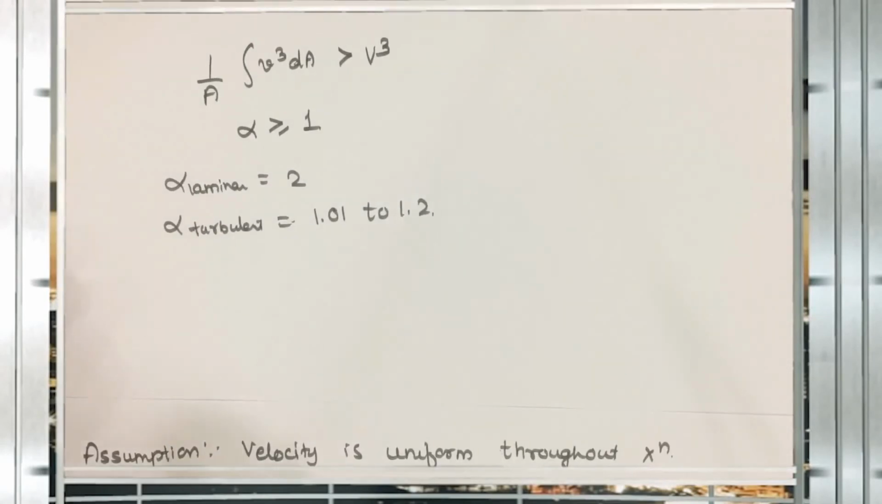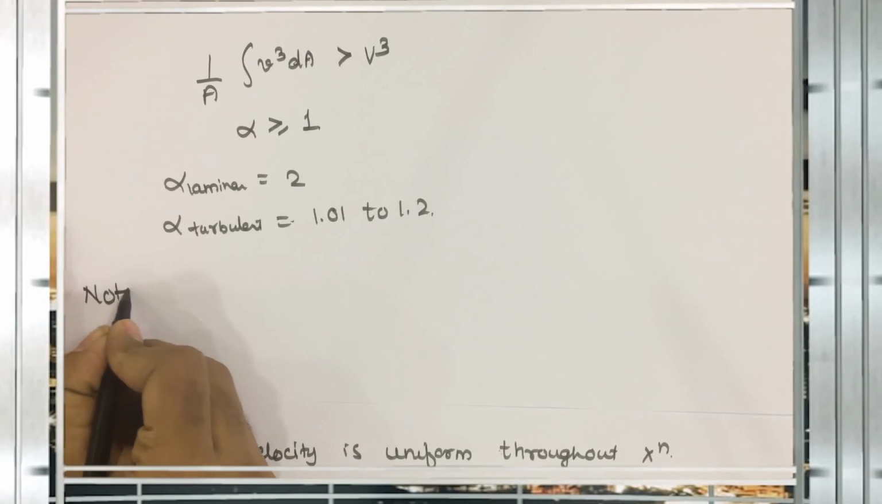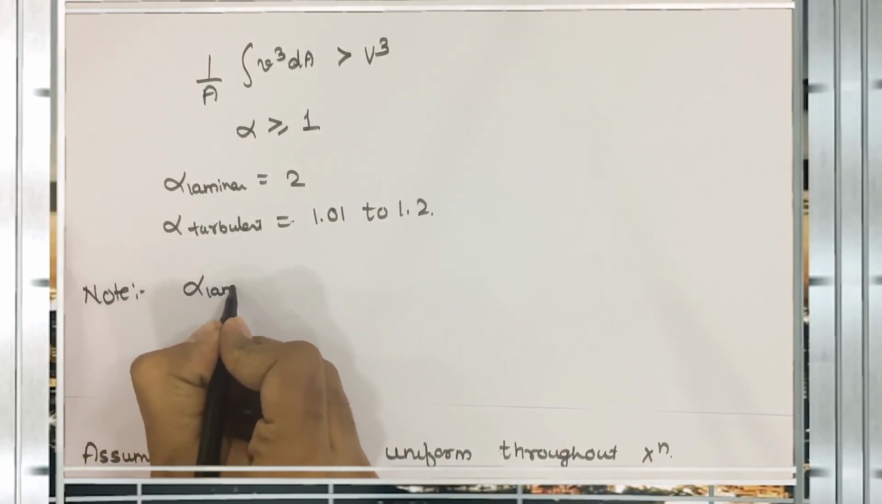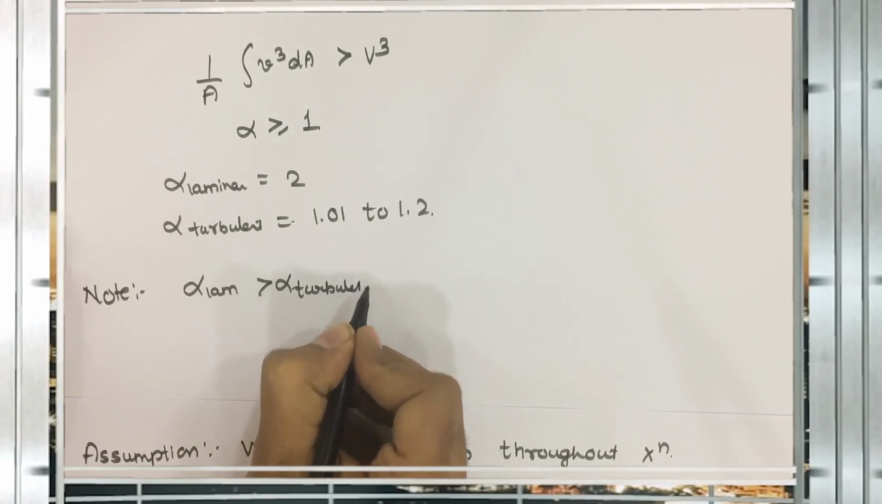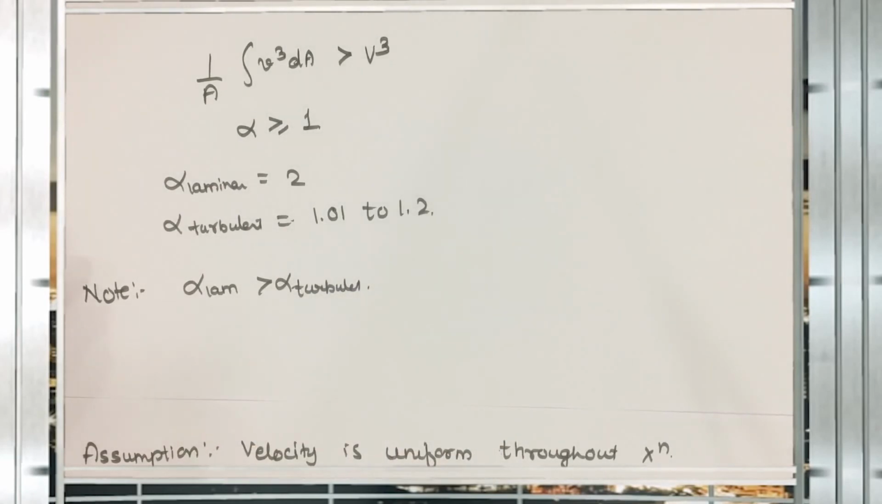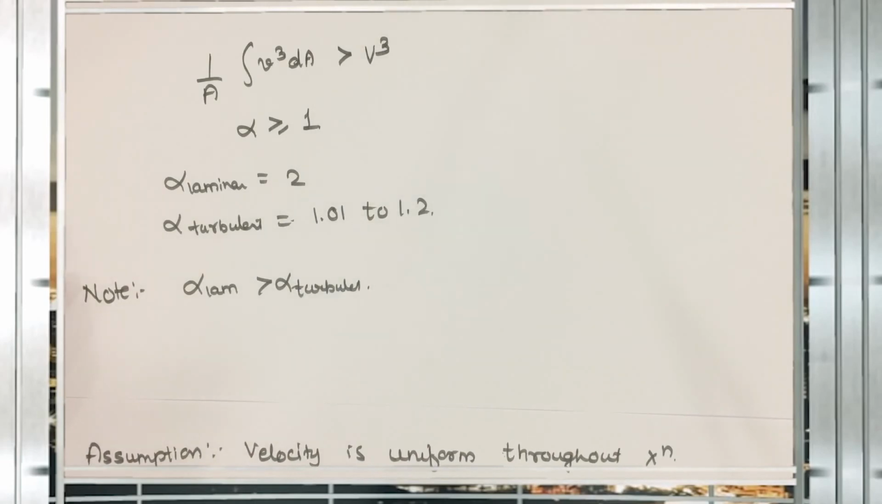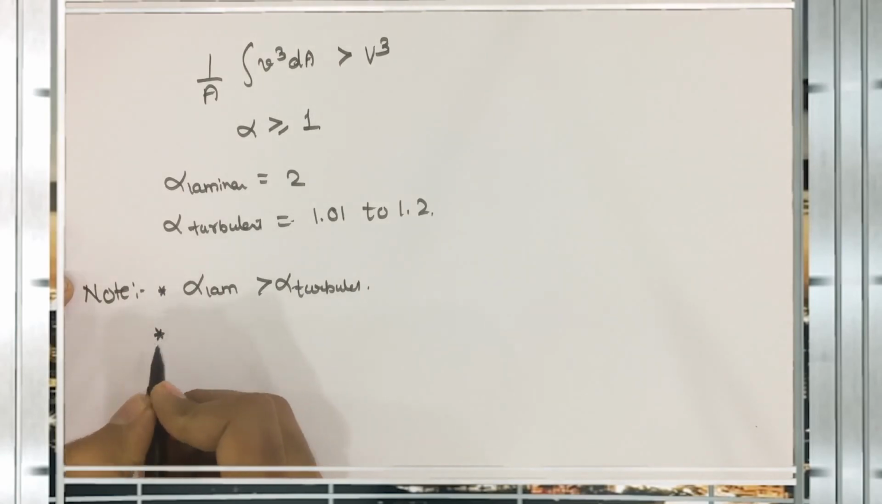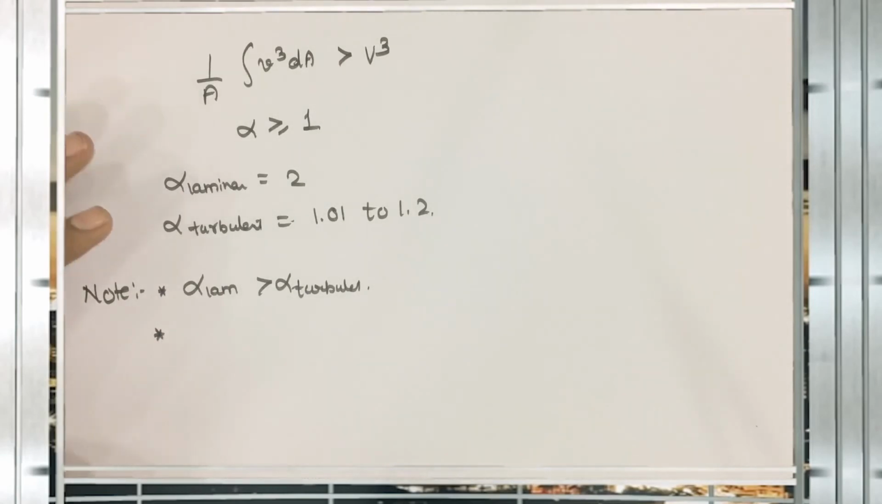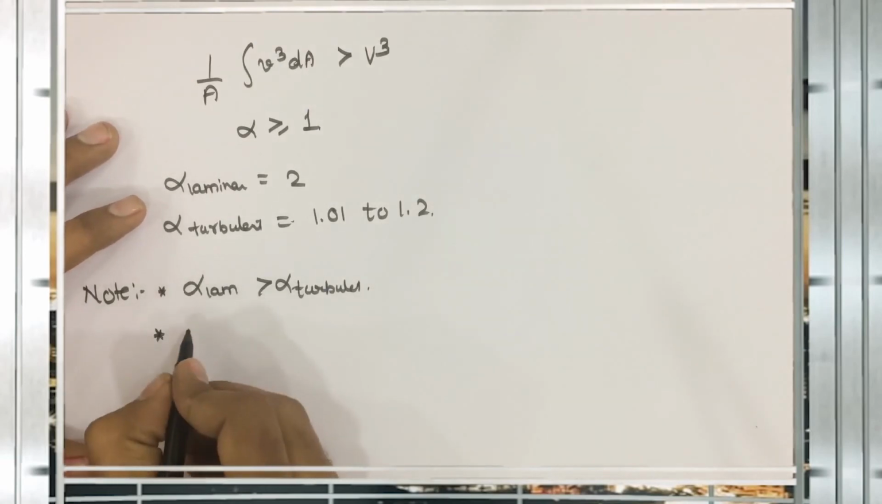Getting this or not? Okay, so you can write down this note: alpha of laminar is greater than alpha of turbulent, because the error in velocity distribution of laminar flow with respect to the uniform velocity assumed is more compared to that of turbulent flow. First thing. Second important note is: Bernoulli's equation and energy equation are same macroscopically but not microscopically.